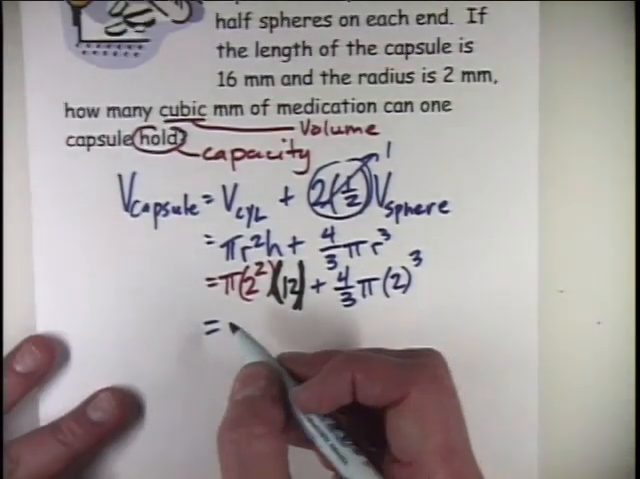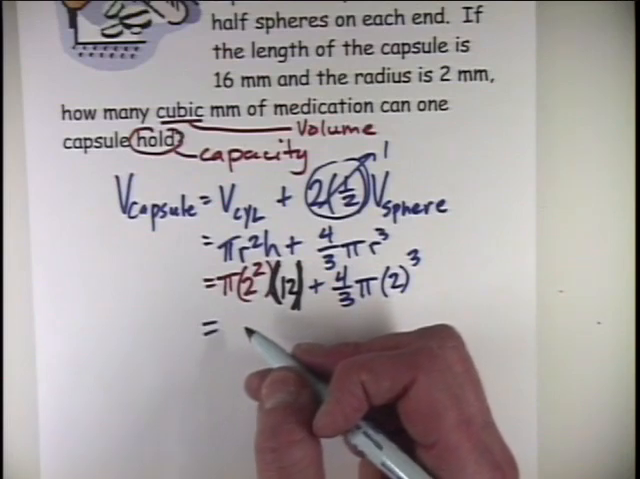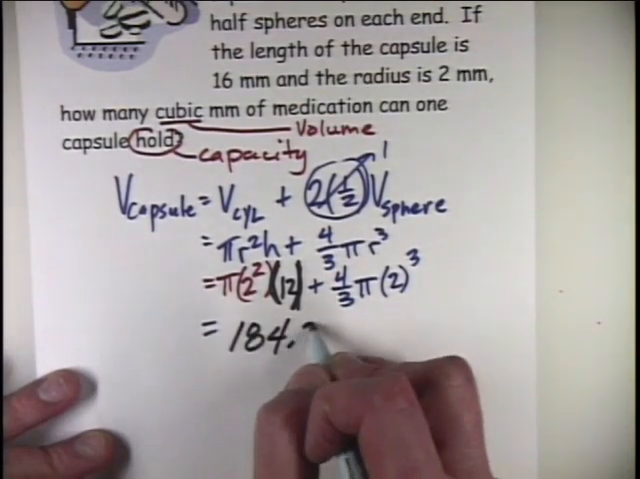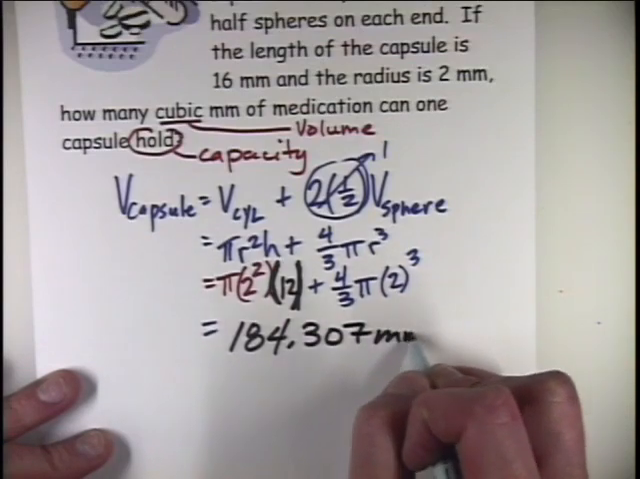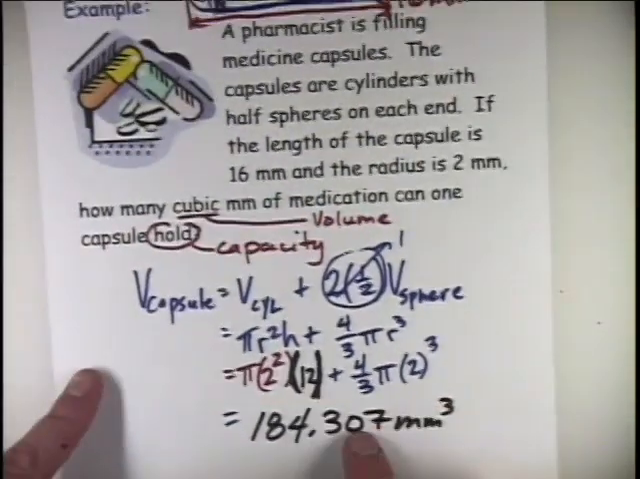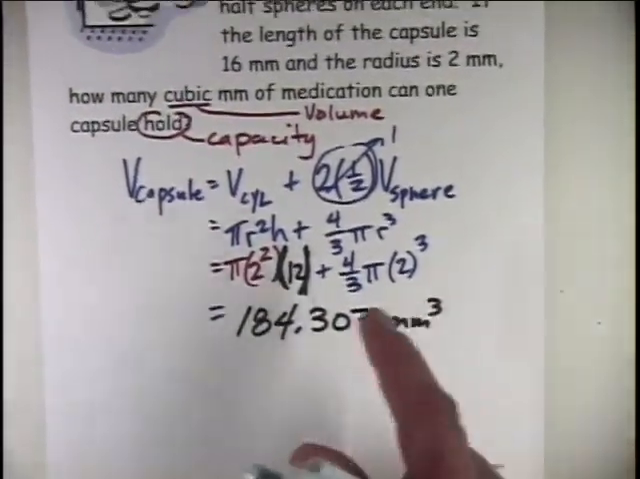So now it's a chug variety. You plug all that in, and you will get the answer, which is approximately 184.307 cubic millimeters. Okay? So that is the volume, that is the capacity of one of those capsules. It can hold no more than this amount of medicine.